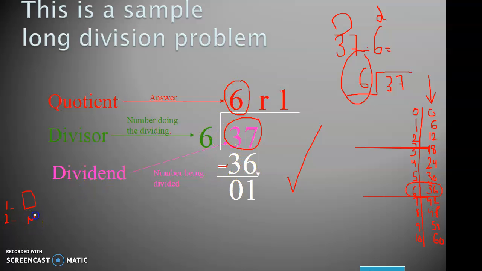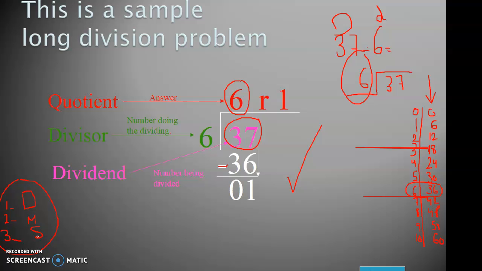So the second step, you have to multiply. Then the third step, when I multiply and when I write here 36, what shall I do? I will subtract the two numbers. So the remainder will be how much? 1. So 3 steps. Divide, multiply, then what? Subtract.